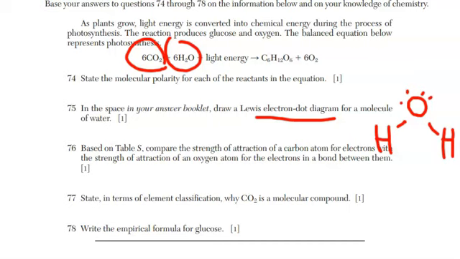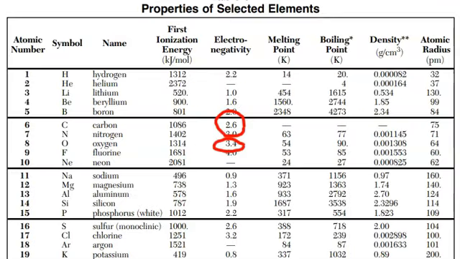For 76, based on table S, compare the strength of attraction of the carbon atom for electrons with the strength of attraction for an oxygen atom in a bond between them. When they talk about the strength of attraction for electrons in a bond, they're talking about electronegativity. And when we're talking about electronegativity, go to reference table S. Carbon is 2.6 and oxygen is 3.4. That tells me oxygen has a greater strength for pulling the electrons towards itself in the bond.